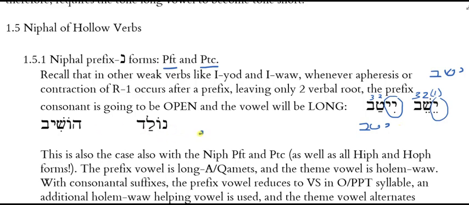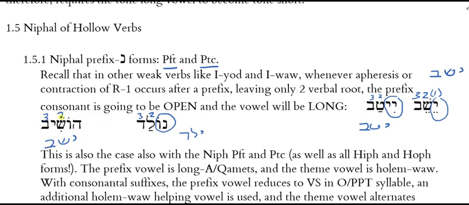Nolad, from the verb yalad, to give birth. This is the nifal perfect. He was born, or he was birthed. Notice that you only see roots 2 and 3. Contraction has happened here. And my nifal nun prefix has its vowel, and that is a long vowel, and this syllable is open. Nolad.